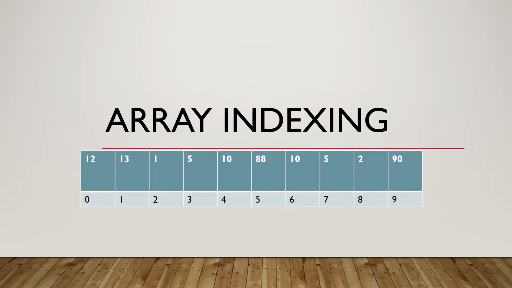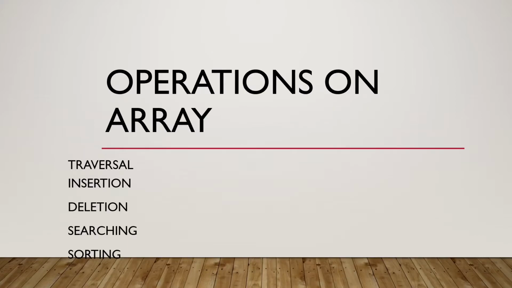So the array indexing is like this. It will be holding n number of values. Suppose our n is 10, that is the size. So here we have 10 values from 12 to 90, and the indexing starts from 0 to 9, that is n minus 1.